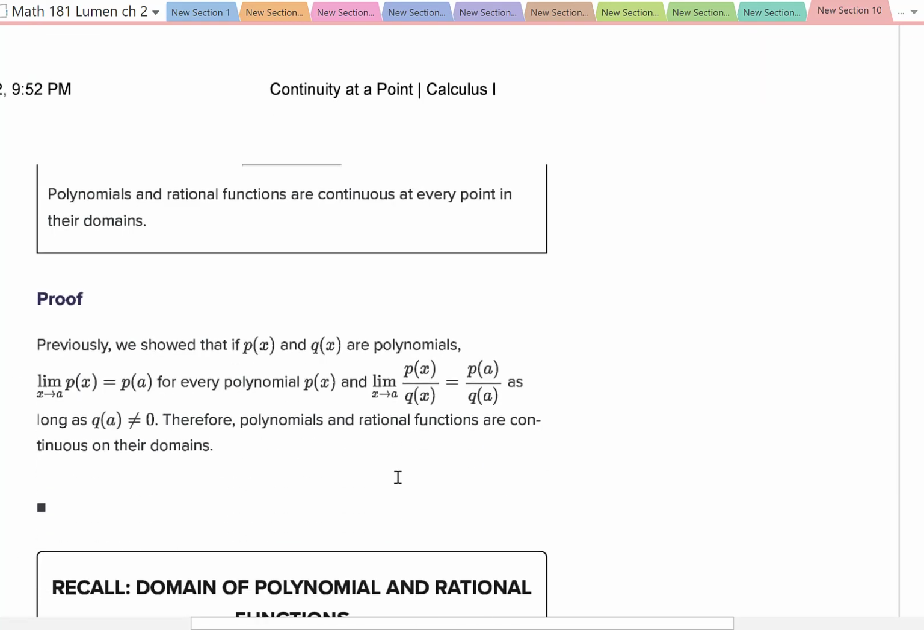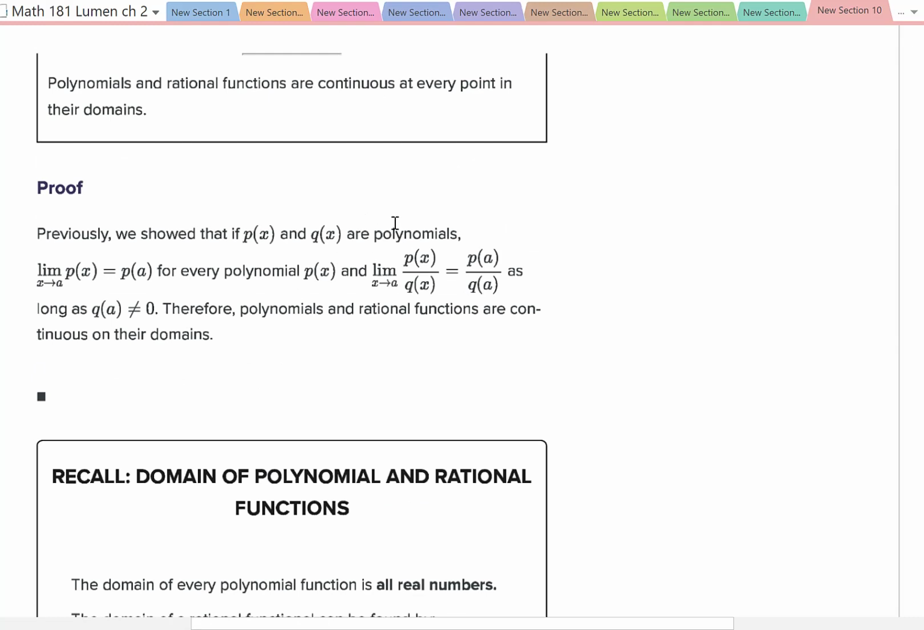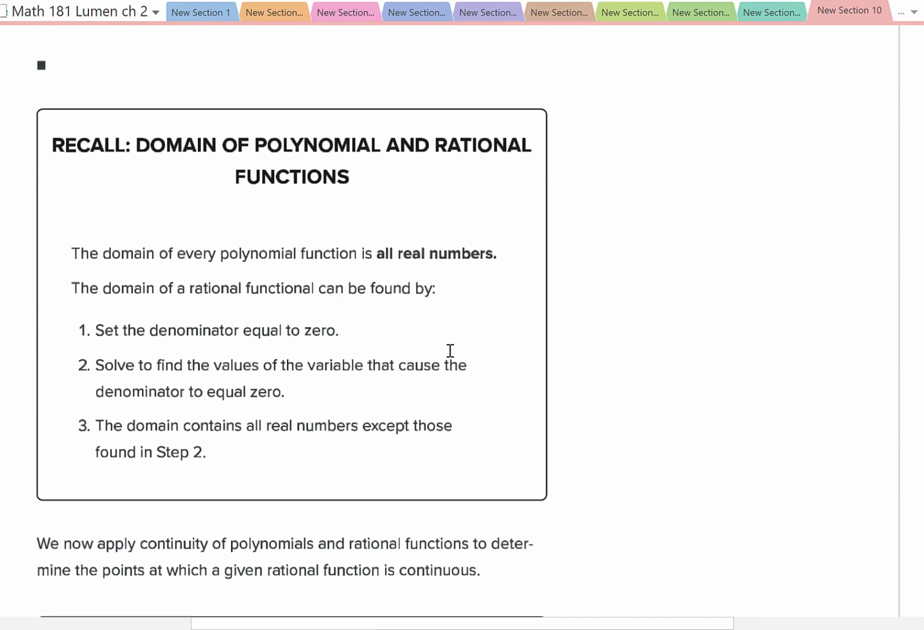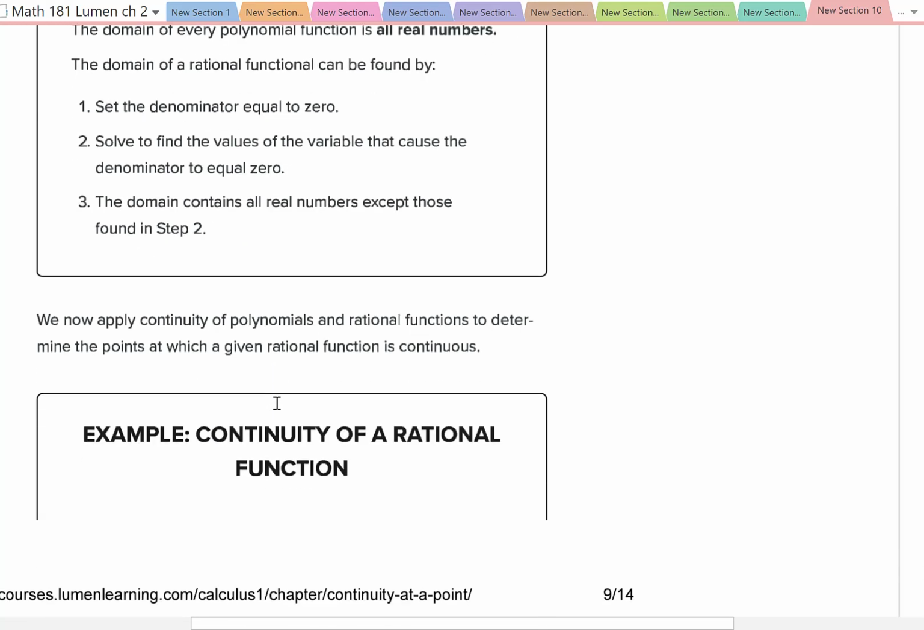Okay, let's go on here. So we have a rational function. We have to look at that denominator to make sure the denominator is not 0, because it's going to be a point of discontinuity. Recall the domain of polynomial and rational functions. The domain of every polynomial function is all real numbers. The domain of a rational function can be found by setting the denominator equal to 0, solving to find the values of the variable that cause the denominator to equal 0, and the domain contains all real numbers except those where the denominator is 0.